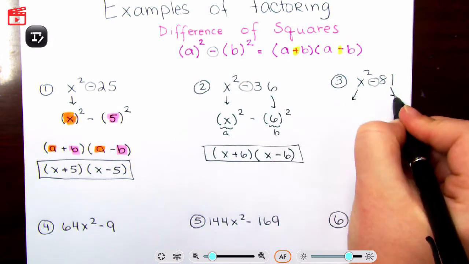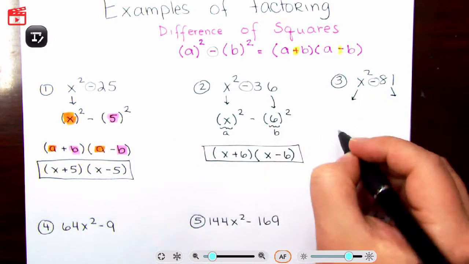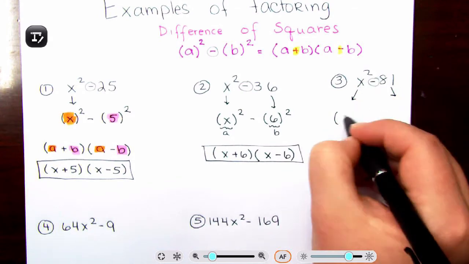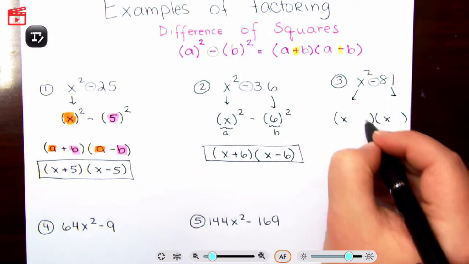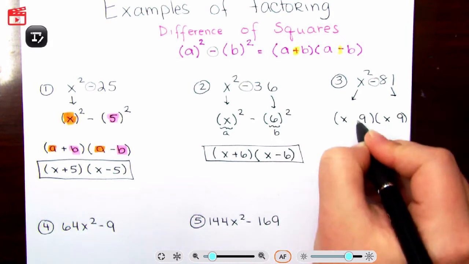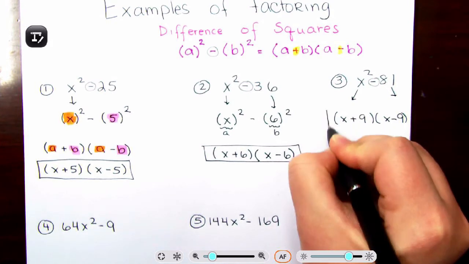Let's do one more. Again, let's not write it out here. Let's see if we memorize the pattern. x squared is just x. 81 is 9 times 9. And then one of them is plus, one of them is minus. Here's our answer.